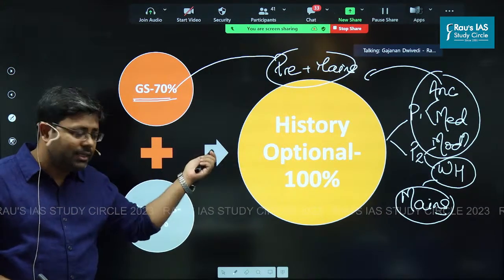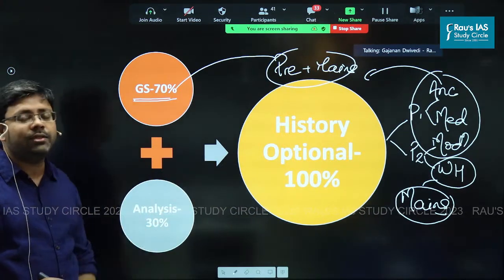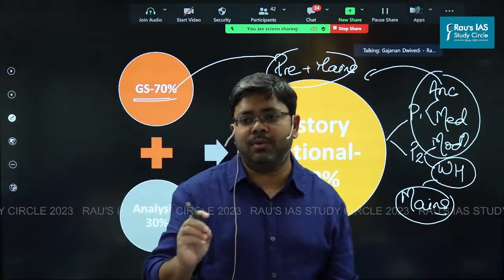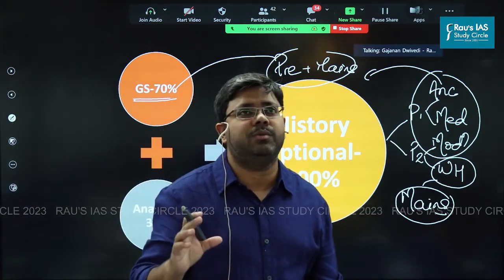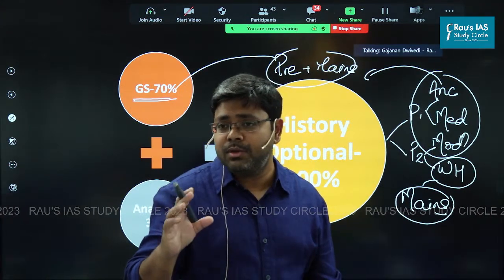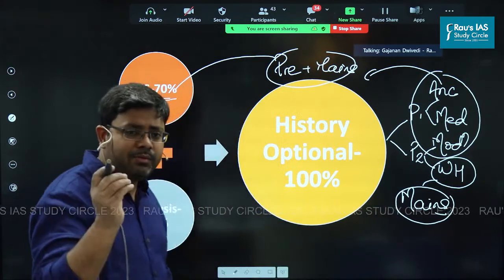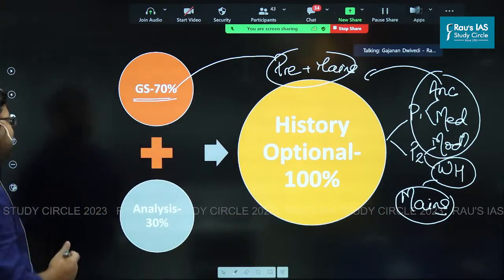Now, when you talk about GS, anyway 70% of the syllabus of history optional you have to prepare for GS, 30% more analysis has to be added. Now, what is this analysis part that I'm talking about? What is this extra that we have to prepare for when we are going for history optional? 30% more analysis. Think about it. I'll give you one very simple example.